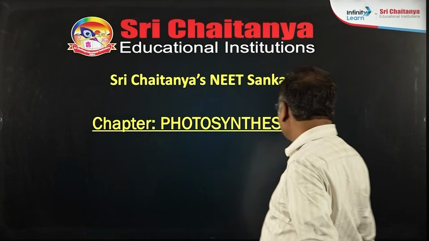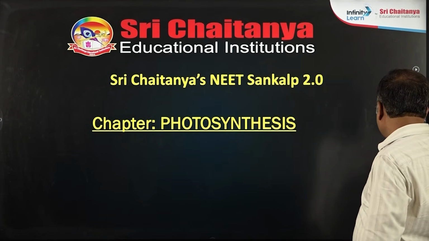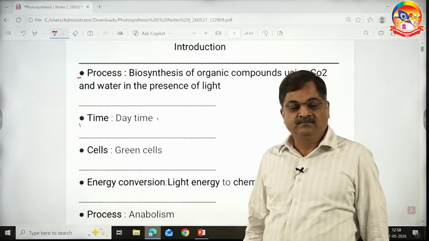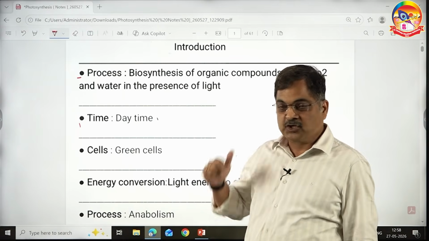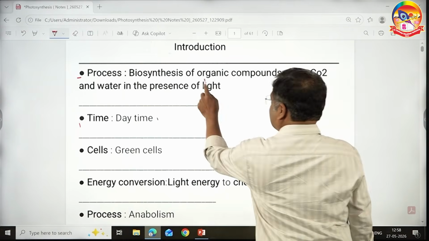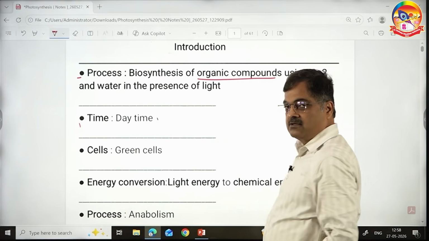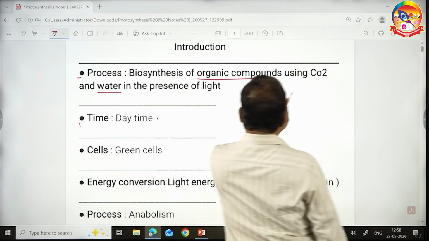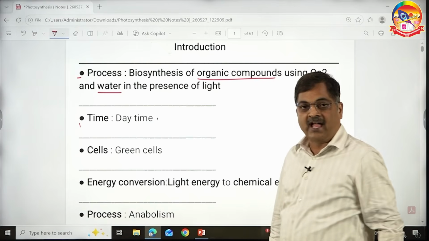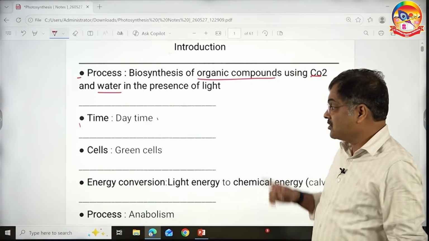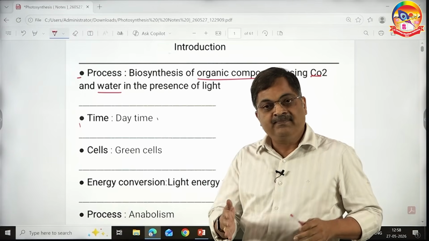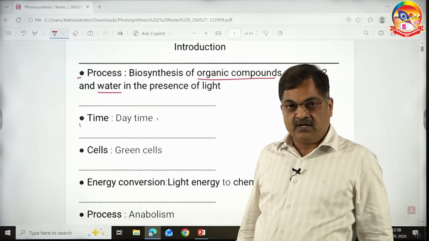So we're going to start this chapter, Photosynthesis, and we'll run through this topic very fast. First, I start with the definition of photosynthesis. It is the synthesis of organic compounds. What is that organic compound? Glucose from water and CO2, from simple inorganic compounds. Next important point, which time it takes place. Light phase occurs during daytime. Even the dark phase also occurs during daytime.